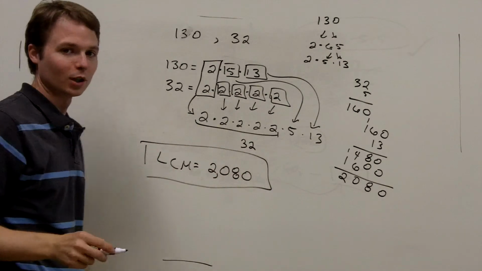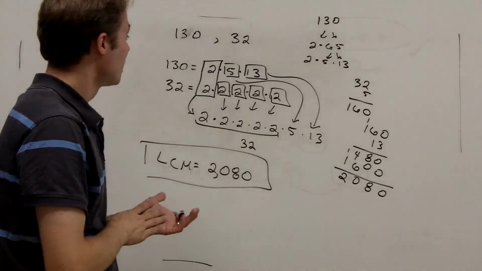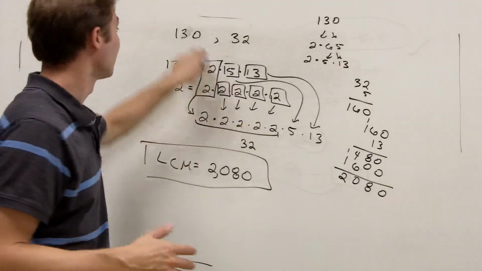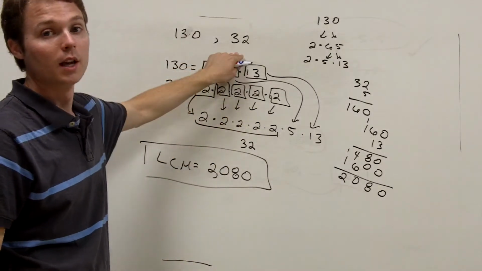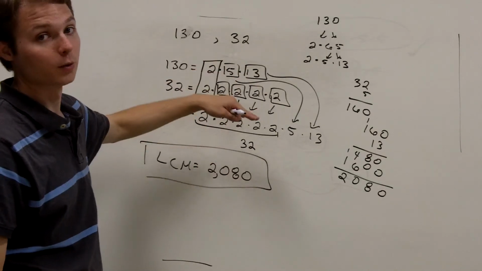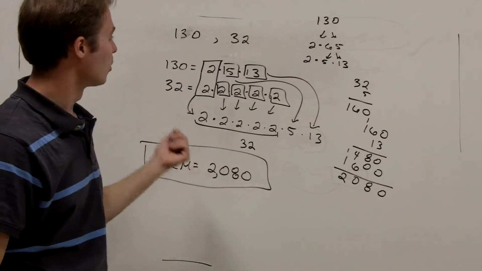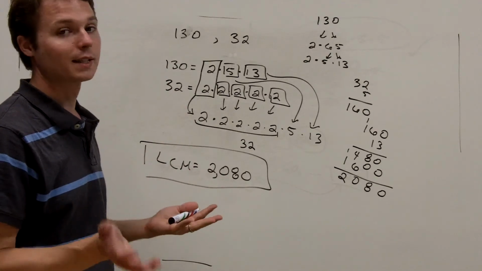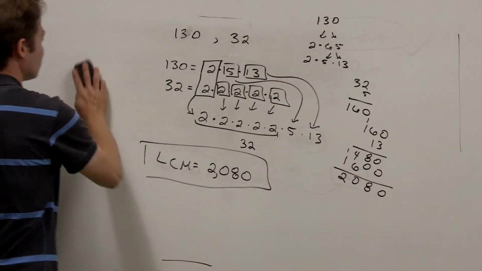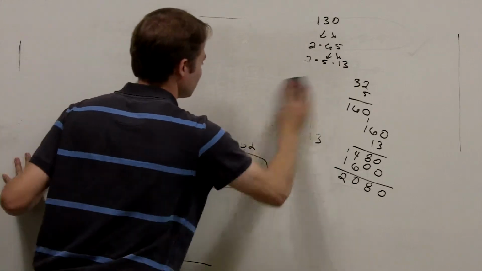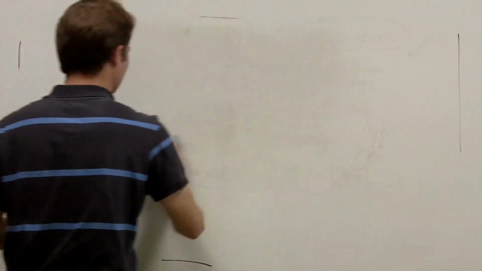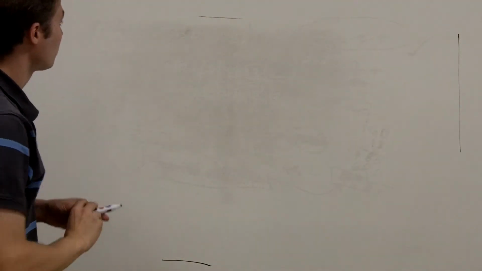And again, that took a little while. It took us maybe 2 or 3 minutes, but it probably took us a lot less time to do it this way than to go through and list out all the multiples of these numbers until we got to the number that was shared between the two. So it's a little more efficient. Even though with the bigger numbers it does take a little more time, it probably takes less time than doing the other method. So that is the least common multiple.